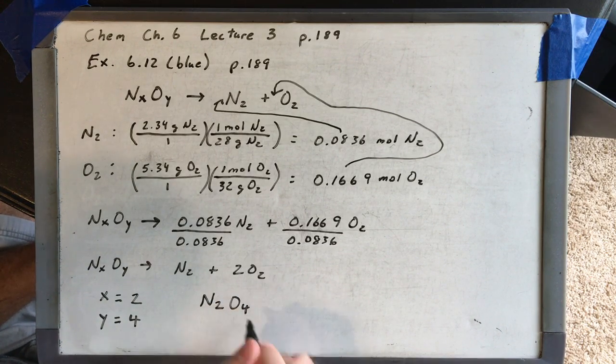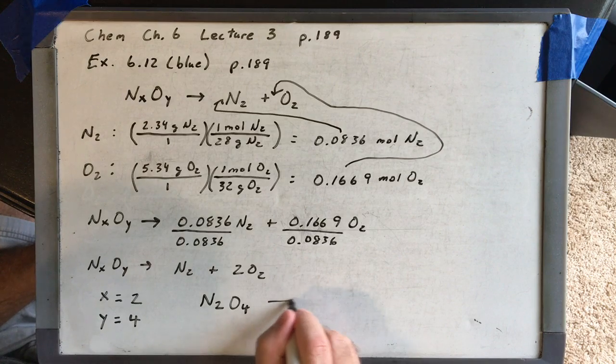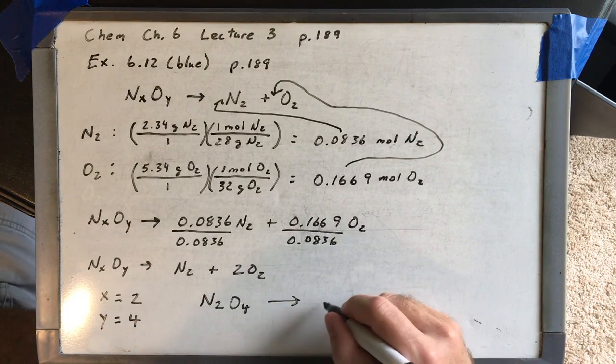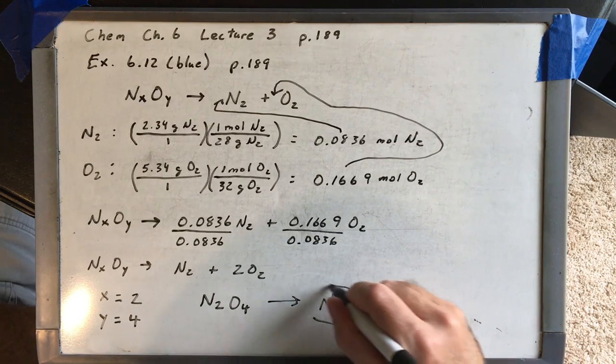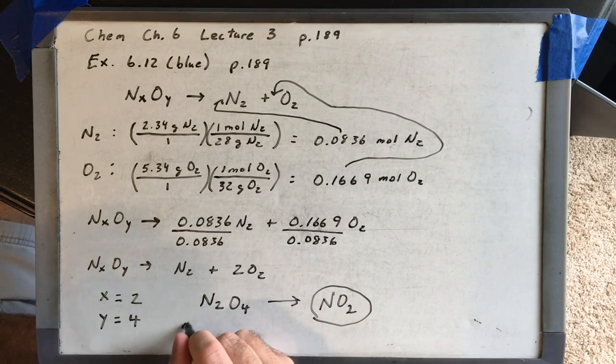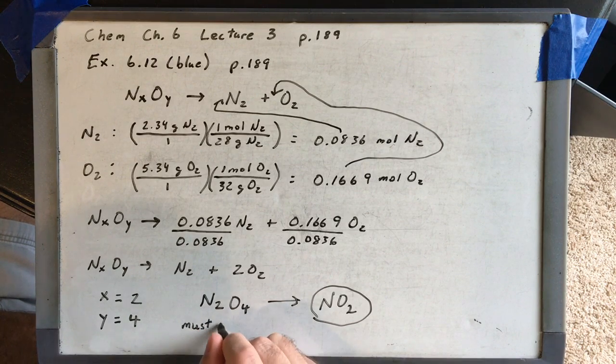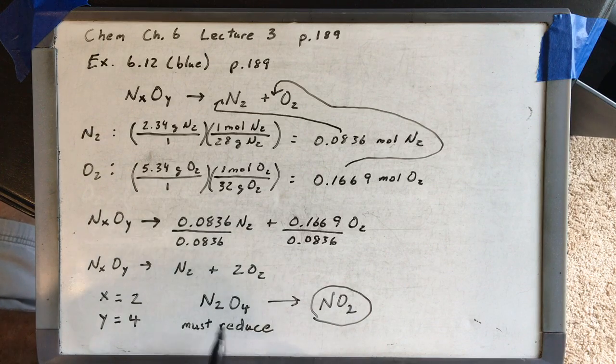N2O4. Now, is that an empirical formula? No, it is reducible. So then we must reduce this to NO2. All right, must reduce. So don't let that trick you. You go through all this math and forget to then reduce it to an empirical formula.